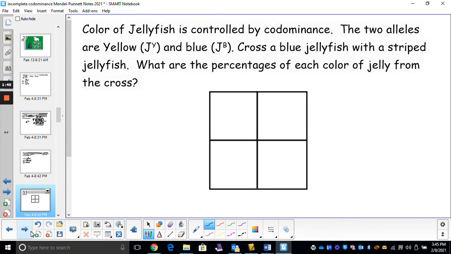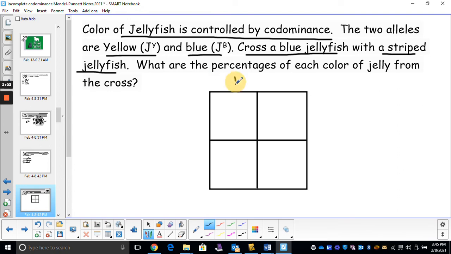An example problem here, ladies and gentlemen. Let's say again, jellyfish color is controlled by codominance, co-show, both traits show up. We have a yellow allele and we have a blue allele. Cross a blue jellyfish with a striped jellyfish. Well, if it's going to be a blue jellyfish, it would have to be both blue alleles, JB, JB. I'm going to cross that with the striped jellyfish. The way I get a striped jellyfish is by having one yellow allele and one blue allele. Remember, codominance, if you have two different alleles, both traits show up.